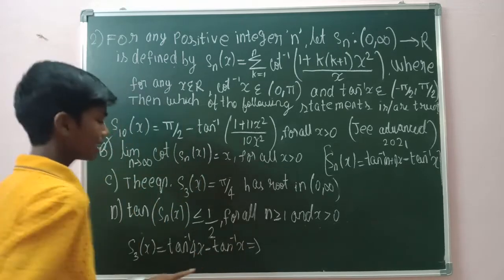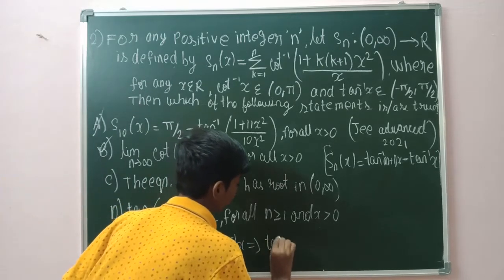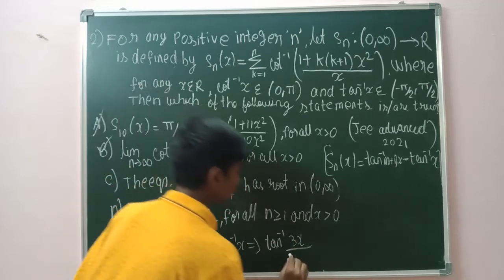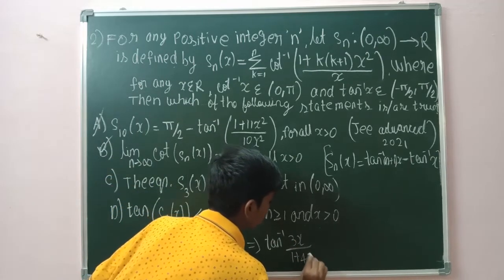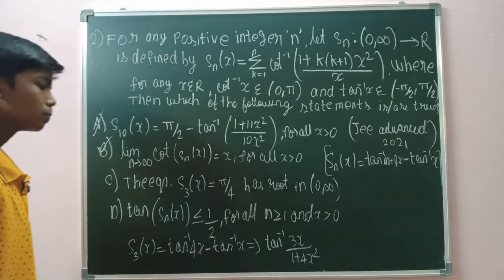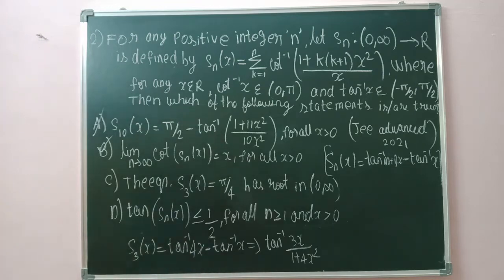So now tan inverse of a minus tan inverse of b is tan inverse of a minus b by 1 plus ab, that will be tan inverse of 4x minus x, that will be 3x, by 1 plus ab, will be 1 plus 4x into x, that will be 1 plus 4x square. This will be your value of S3 of x, that is tan inverse of 3x divided by 1 plus 4x square.